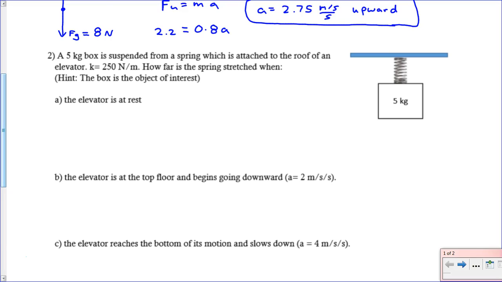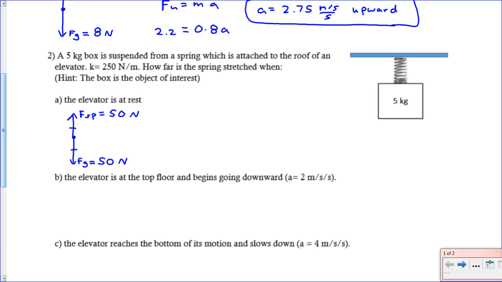Okay, so here, the first thing we do, again, we're going to make a force diagram for the box. There are really only 2 forces acting on the box. There is the gravitational force, which we know is 50 newtons, because it's a 5 kilogram box. And then there is a spring force, Fsp. In this first case, it says the elevator is at rest. If the elevator is at rest, that means we are at constant velocity, which means that the spring force equals the gravitational force, and they're 50 newtons each.